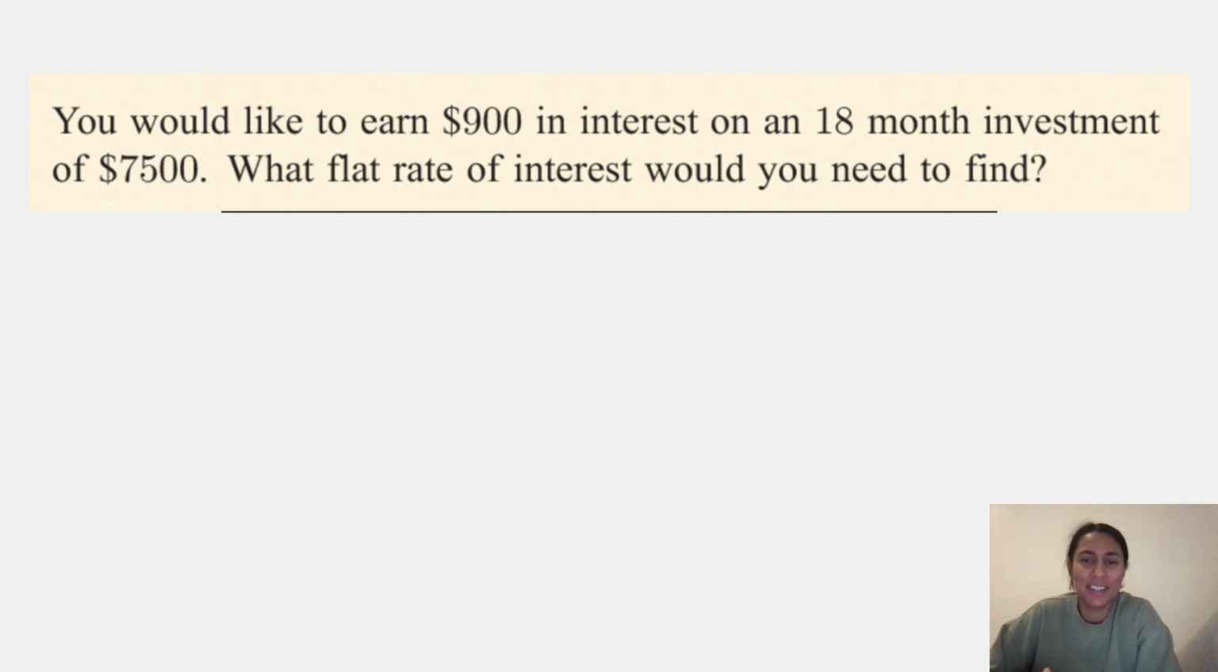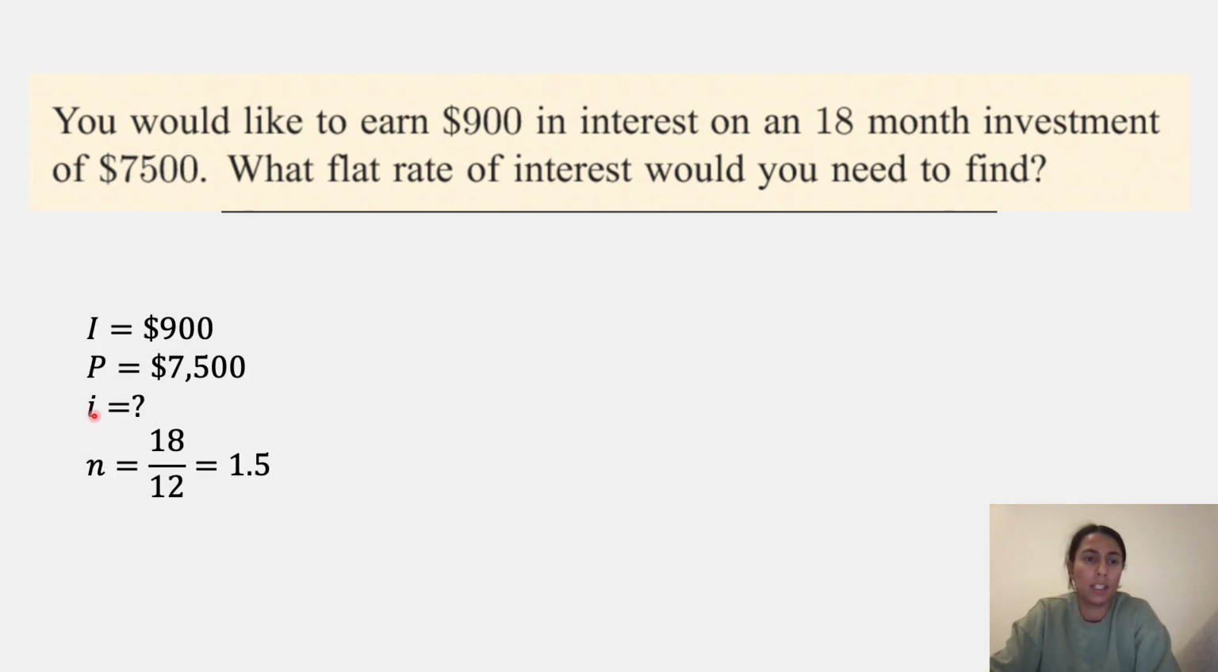All right, we got 2 more examples to go through. So you would like to earn $900 in interest on an 18-month investment of $7,500. What flat rate of interest would you need to find? So I know I'm looking for this because I'm looking for the interest rate. I'm going to earn $900 in interest. I start with 7.5 and I have converted. So it told me the time in months and I've divided that by 12 to convert it to years. So I've got 1.5 years.